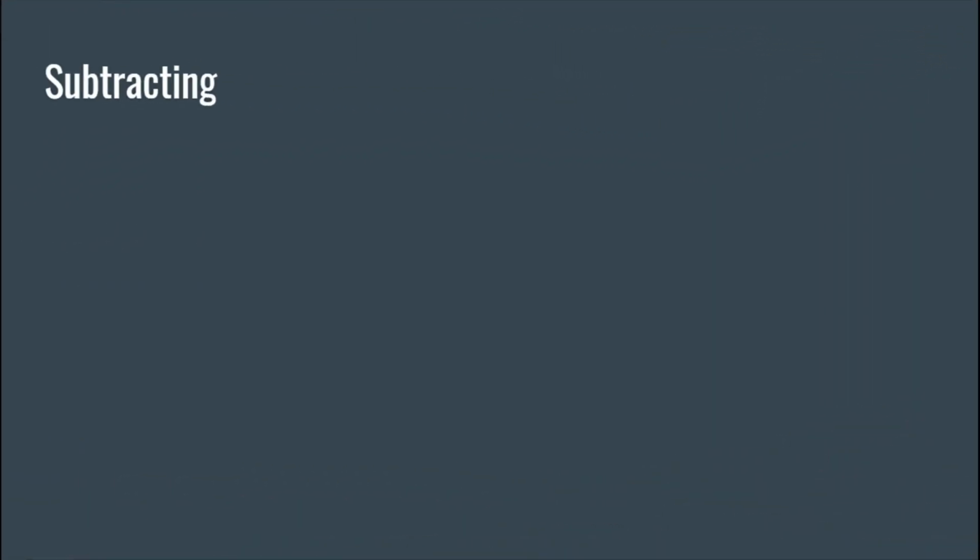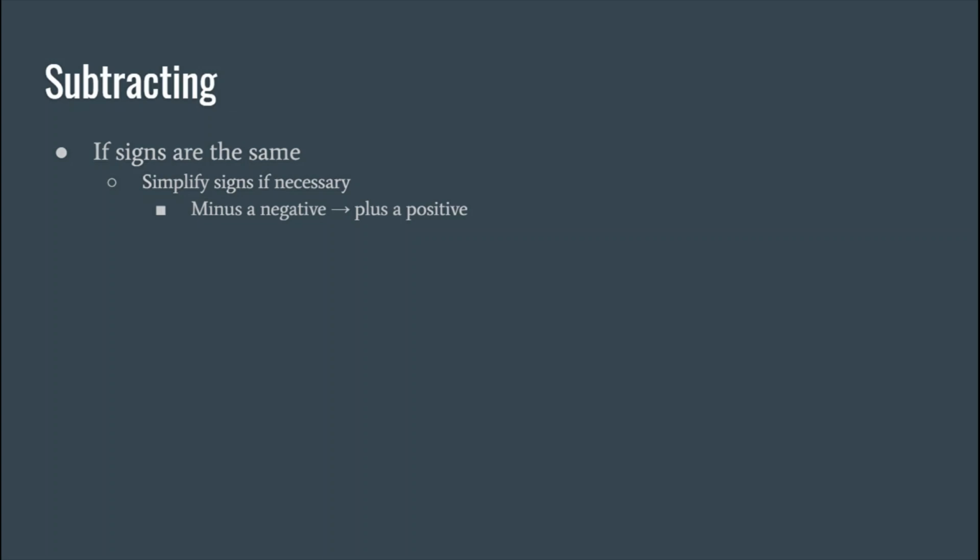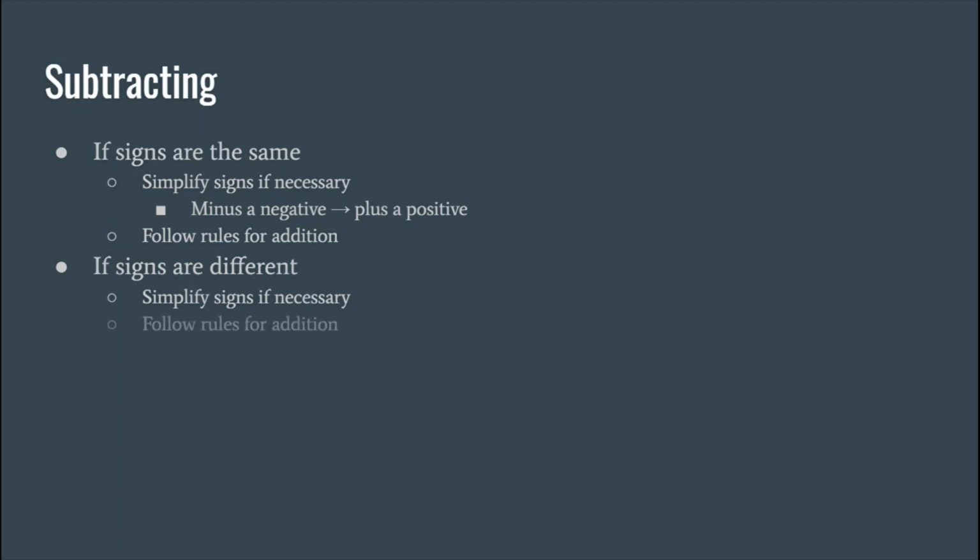Okay, so now subtracting. If the signs are the same, you want to simplify the signs if it's necessary. Just remember that minus a negative converts to plus a positive, and then just pretty much follow the rules for addition. But if the signs are different, again, you're going to simplify the signs, and then you'll just follow the rules for addition. And if you're having a hard time with the subtraction, just remember, any subtraction problem can just as easily be turned into an addition problem.